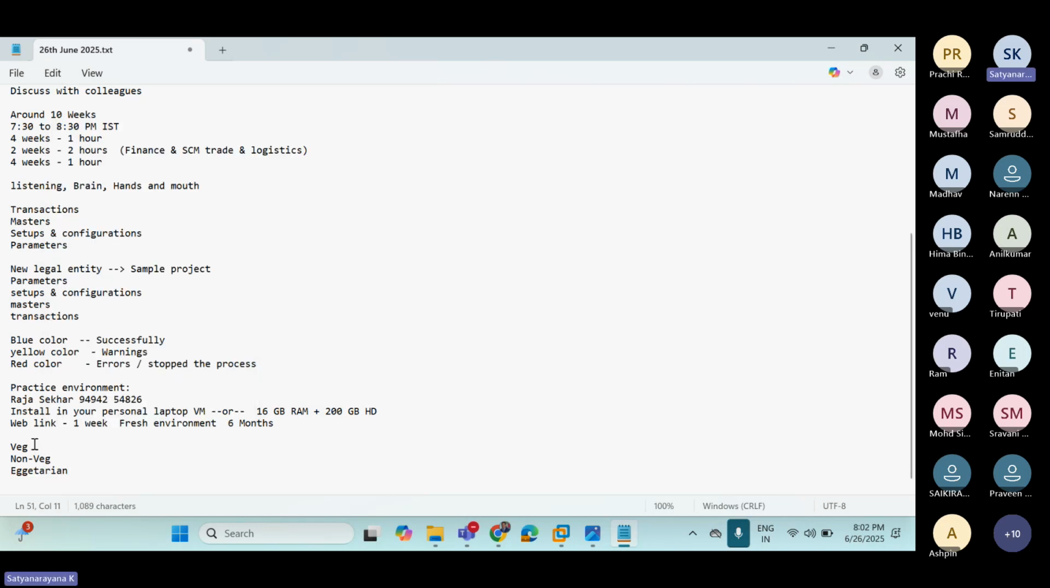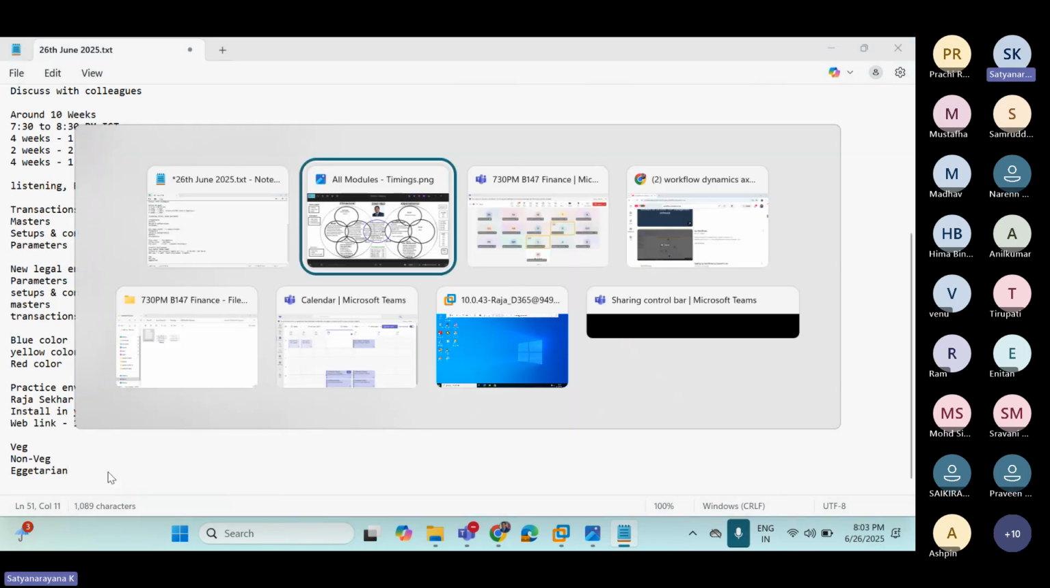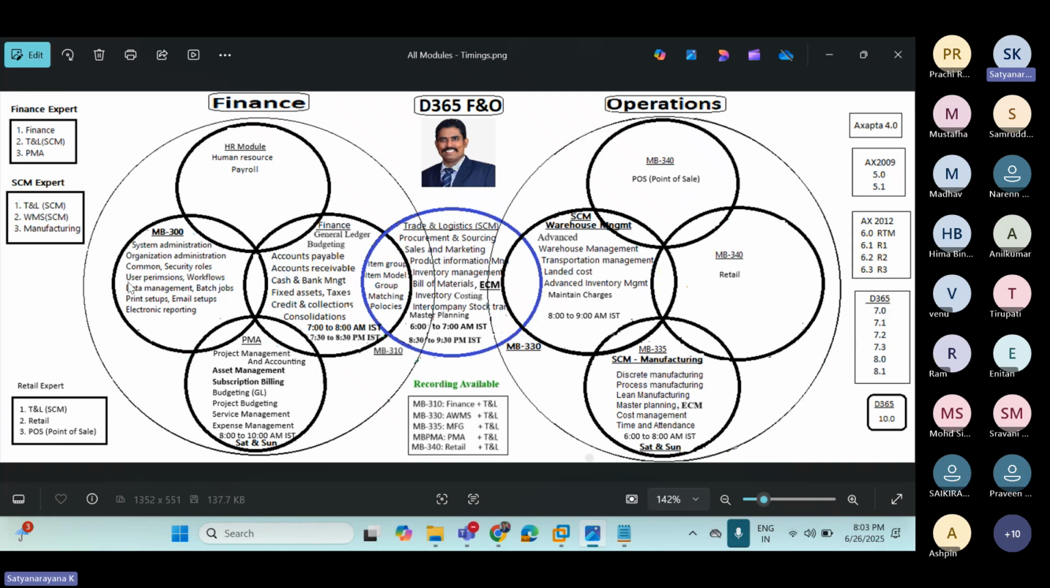Okay, so here veg means functional, non-veg means technical. Vegetarian here means it is neither vegetarian nor non-vegetarian, it is hybrid. In the same manner, this MB 300 covers system administration, organization administration, common security roles, user permissions, and workflows. These are all techno-functional.